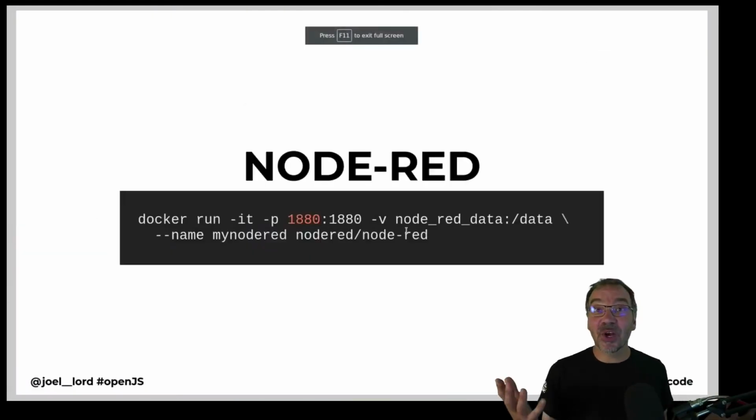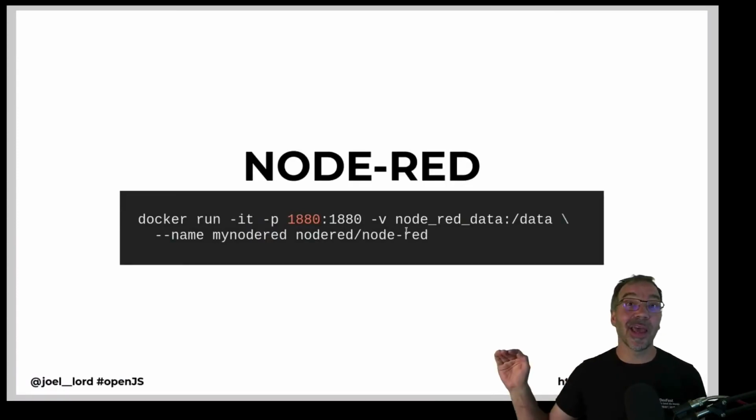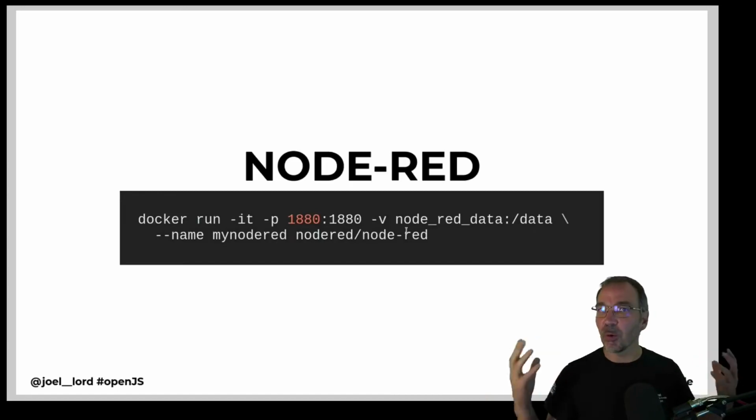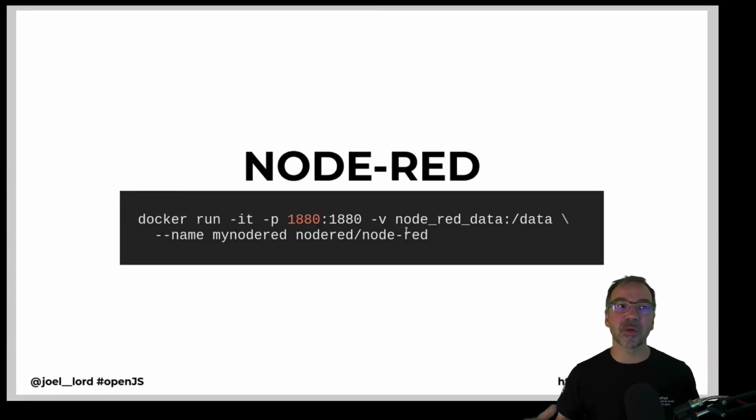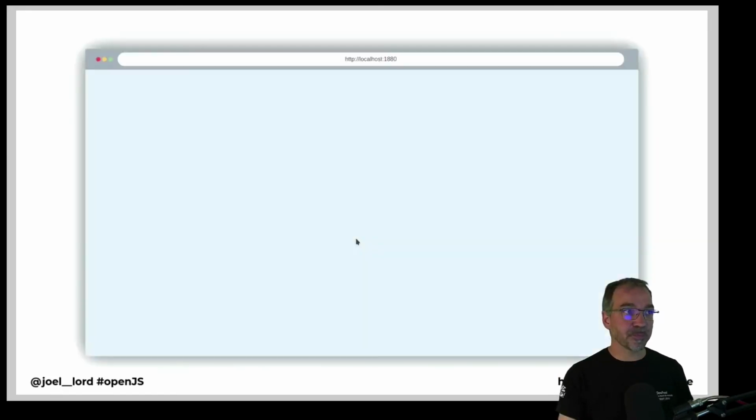Node-RED, how can you get started with Node-RED? Well, if you have Docker installed, it's actually very easy. You just run this command and you're good to go. So it starts a web server on port 1880, and it will have Node-RED installed and ready to be used.